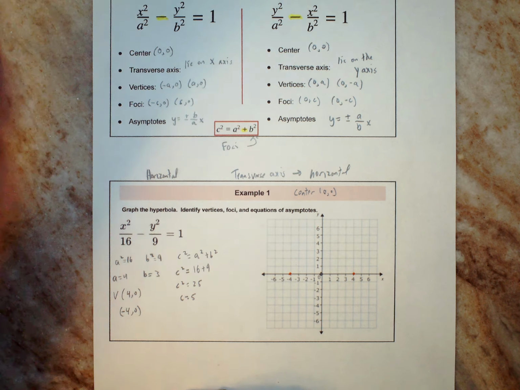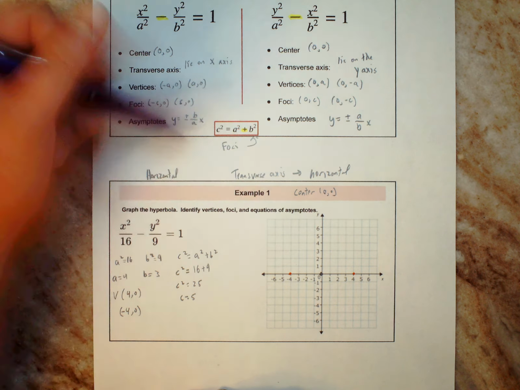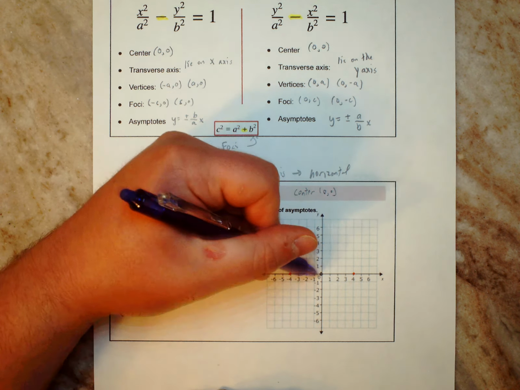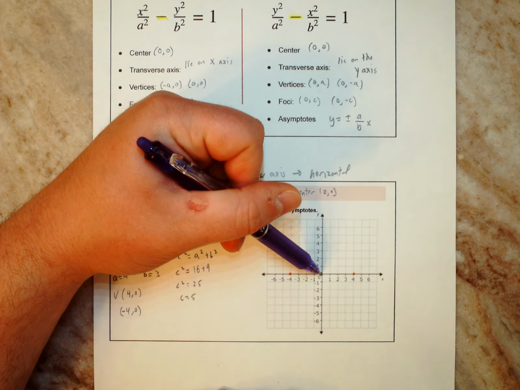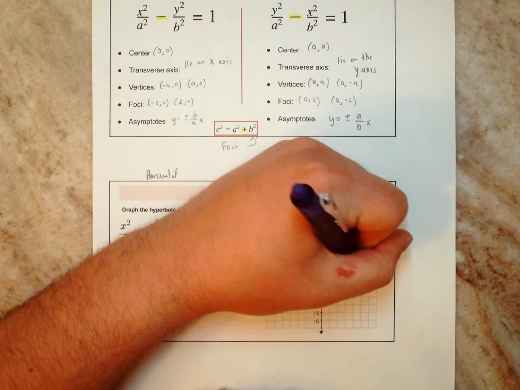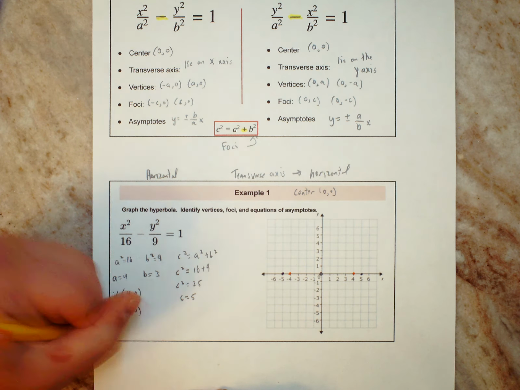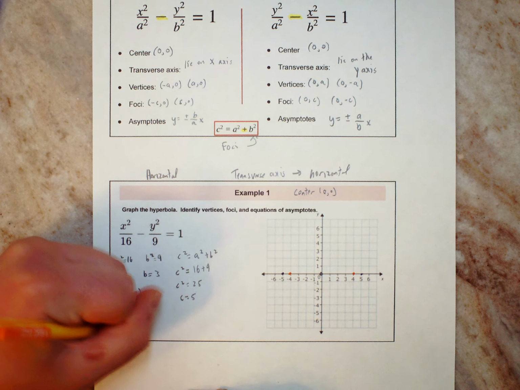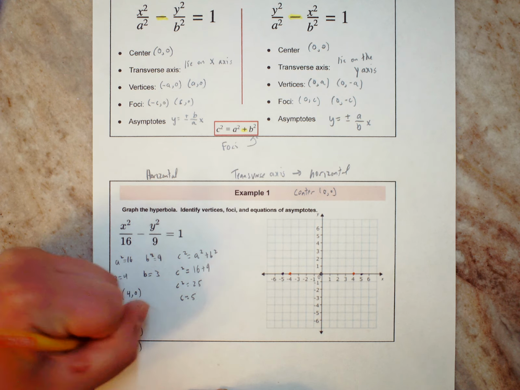So I'm going to do the foci in purple. Now they're 5 units away from the center. So here's the center. You can see my hand's not in the way. 5 units away puts me here and here. So my foci are at 5, 0 and negative 5, 0.